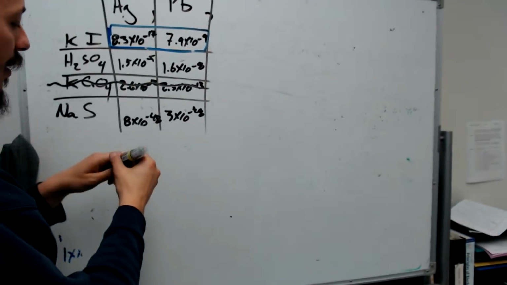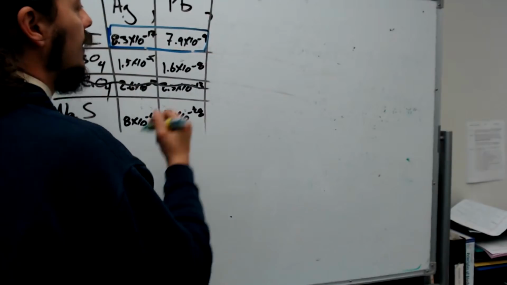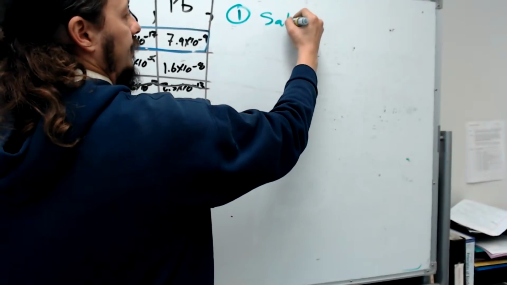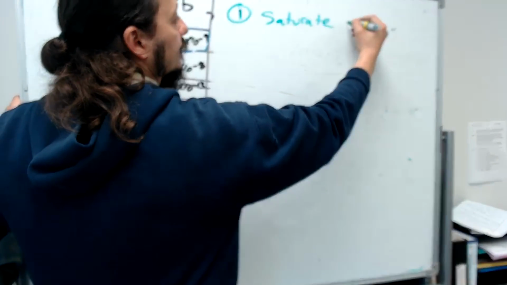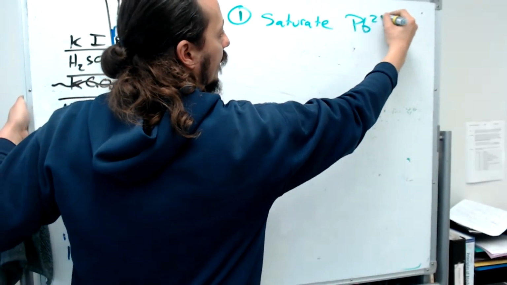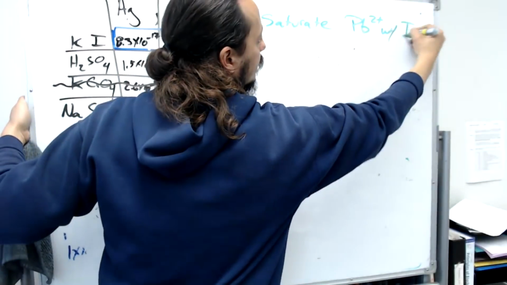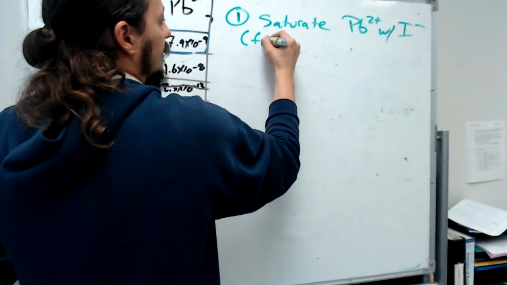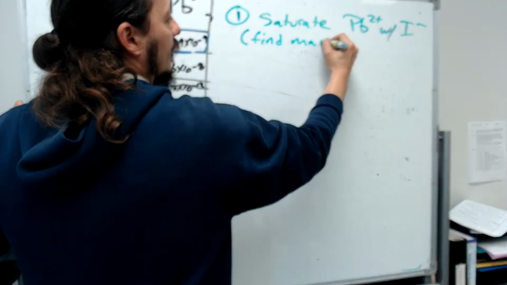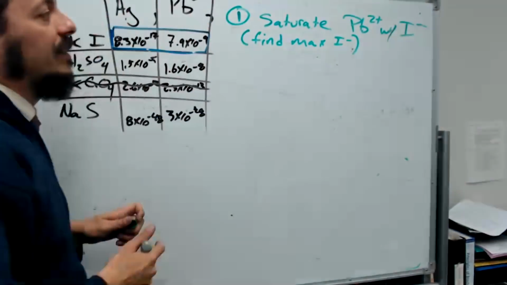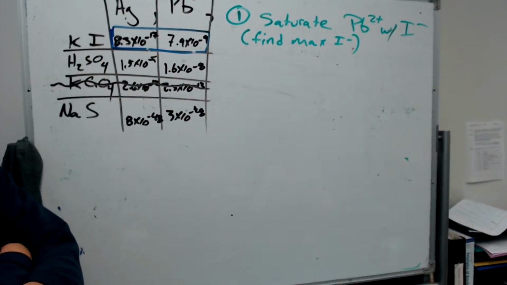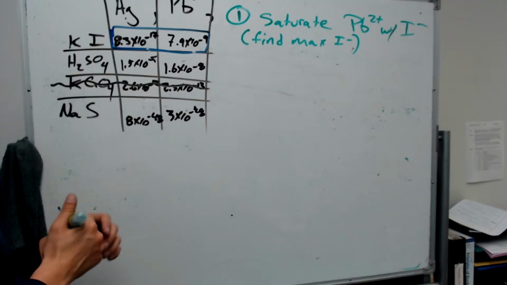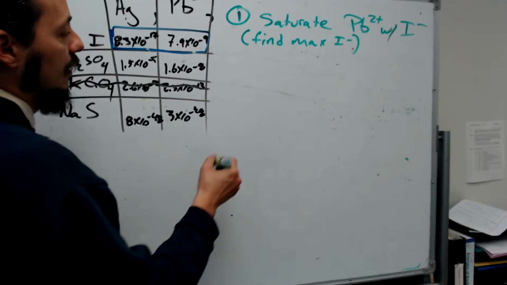And we're going to say, okay, so we're going to saturate the lead 2+ with I-. We're going to find our maximum I-, that is to say our highest concentration of I- that will give the best separation without producing any lead iodide solid.